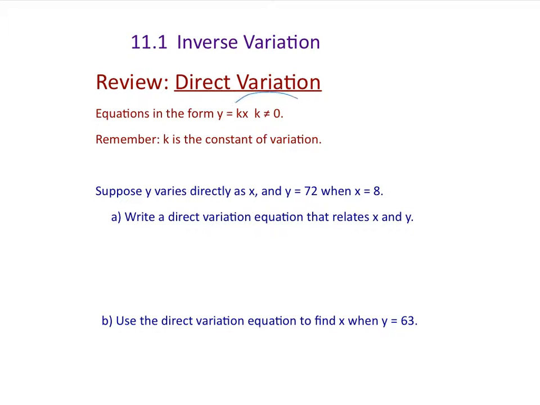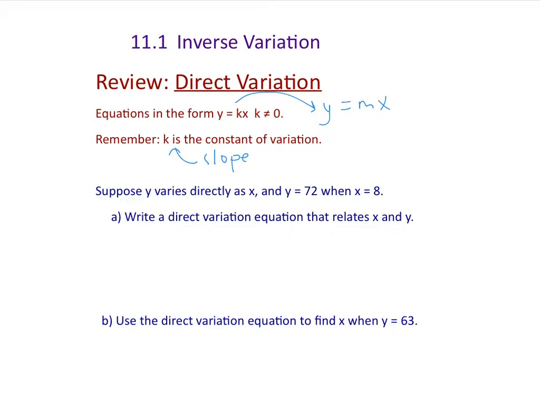This looks like, from what we know, y equals mx, right? Just without plus b, without a y-intercept here. And remember, k is the constant of variation, which in other words means the slope. So let's look at a few examples.